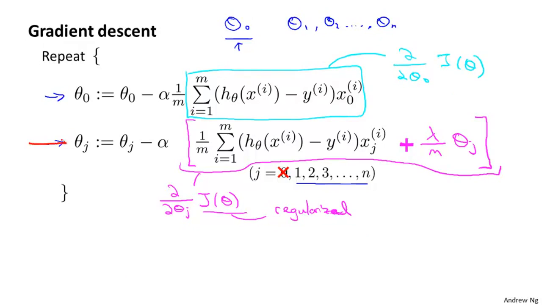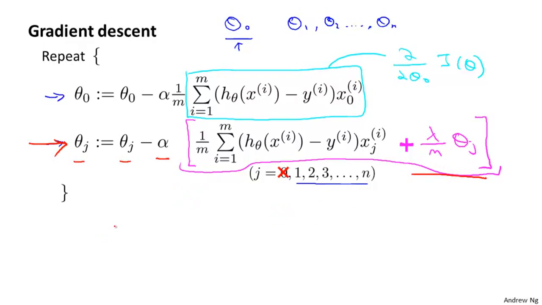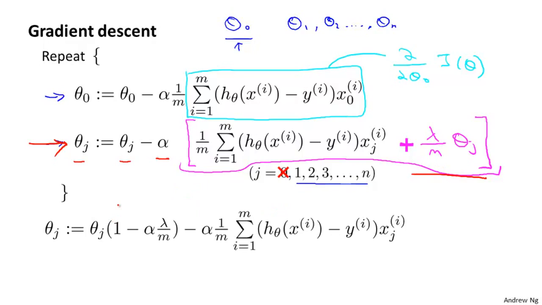If you look at the update for theta j, it's possible to show something pretty interesting. Concretely, theta j gets updated as theta j minus alpha times another term that depends on theta j. If you group all the terms together that depend on theta j, you can show that this update can be written equivalently as follows. All I did was write theta j as theta j times 1, and this term is lambda over m. There's also an alpha here, so you end up with alpha lambda over m multiplied into theta j.